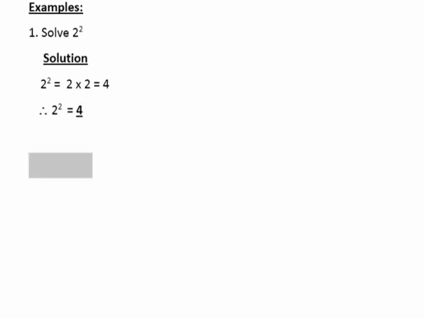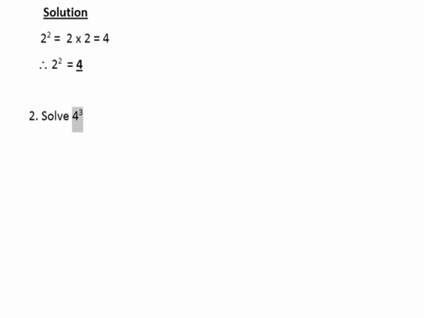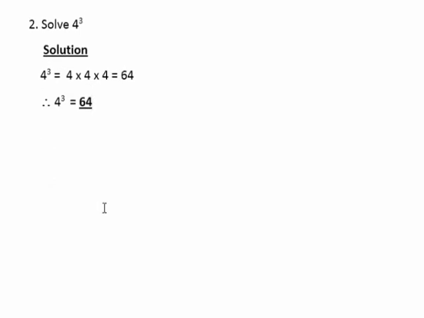Example number 2. Solve 4 cubed, or 4 power 3, or 4 to the third power. Solution: 4 cubed is equal to 4 times 4 times 4. We expand it first, then we multiply one after another. 4 times 4 is 16. 16 times 4, the answer is 64. Therefore 4 cubed is equal to 64.